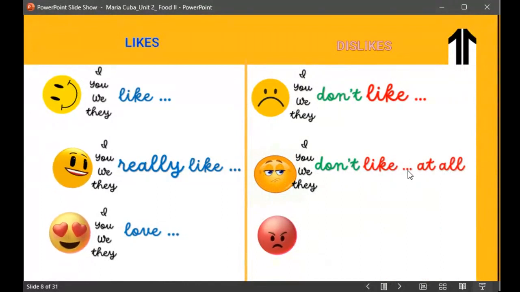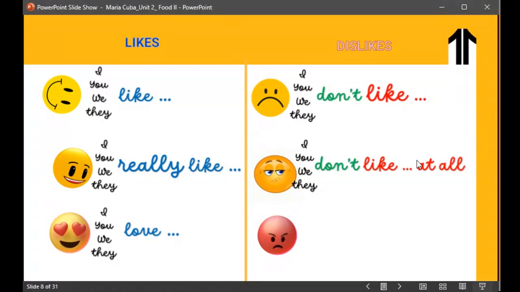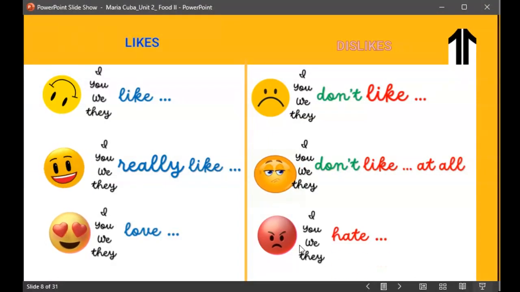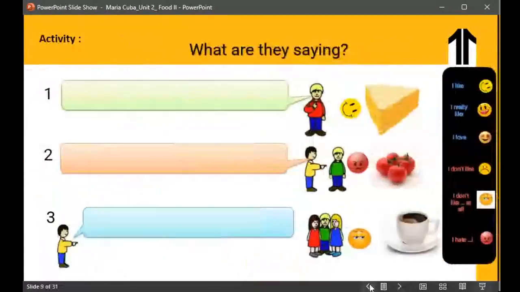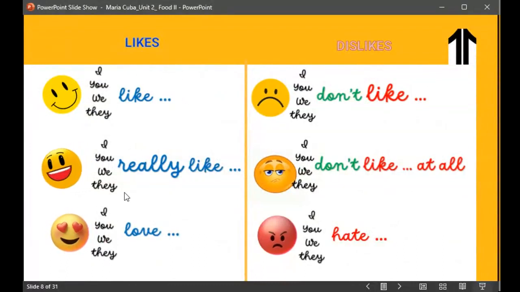I don't like something at all. I don't like olives at all. I don't like sushi. I don't like tacos at all. I hate olives. So remember that with these expressions, you can express your likes or dislikes.